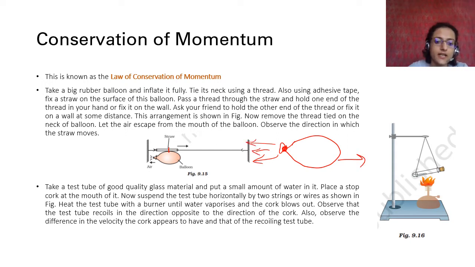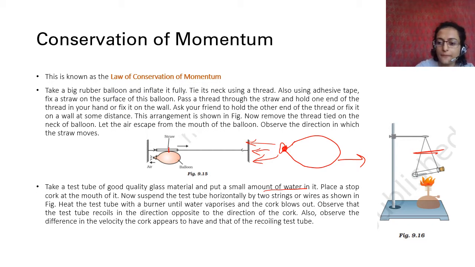The second is, take a test tube of good quality glass material and put a small amount of water in it. Place a stop cork at the mouth of it. Now suspend the test tube horizontally by two strings or wire as shown. This you can't do at home. As shown in the figure, heat the test tube with a burner until the water vaporizes and the cork blows out. Observe that the test tube recoils in the direction opposite to the direction of the cork.